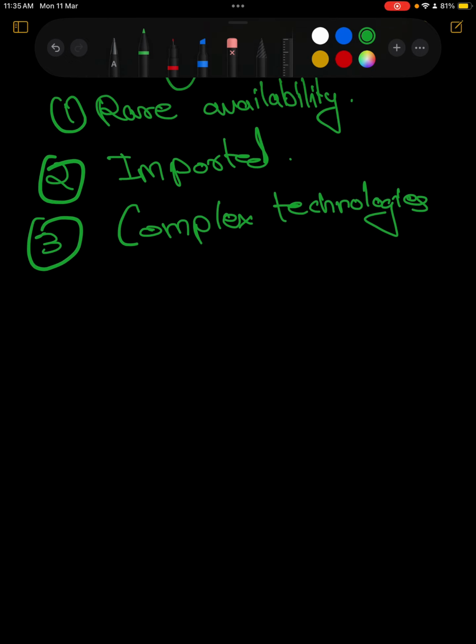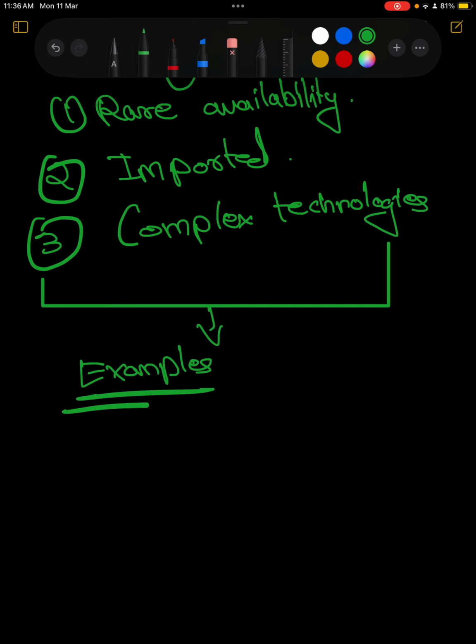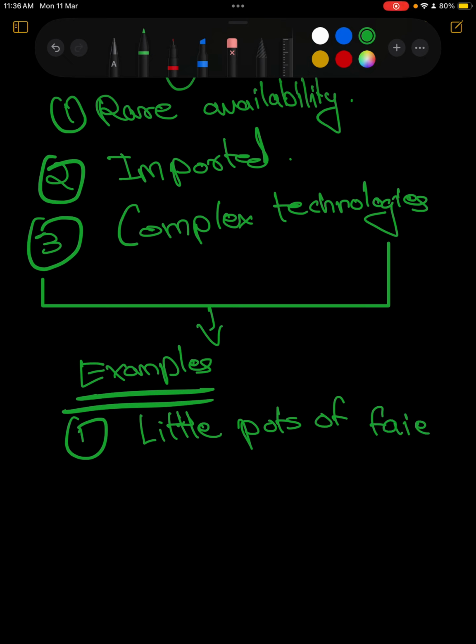Okay, and the examples, we need to understand. The first example is that the luxurious objects were little pots of faience. Now you might wonder, what is faience? We don't even know about faience. Even I didn't know. It is actually a small material made of ground sand or silica mixed with a particular color and a gum and then burned.